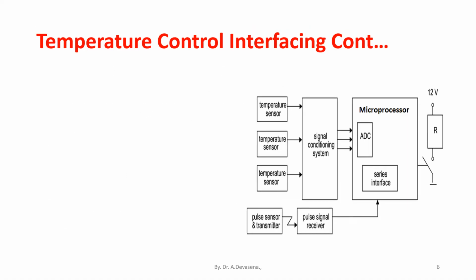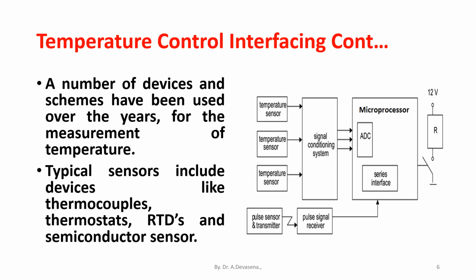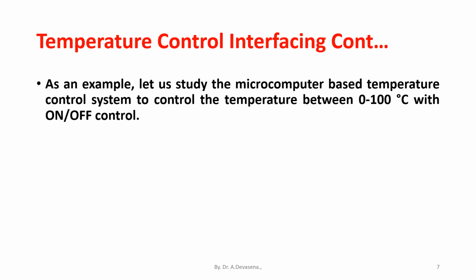A number of devices and schemes have been used over the years for the measurement of temperature. Typical sensors include devices like thermocouples, thermostats, RTDs, and semiconductor sensors. As an example, let us study the microcomputer based temperature control system to control the temperature between 0 to 100 degrees Celsius with on-off control.